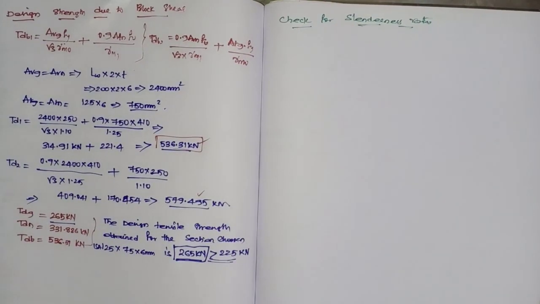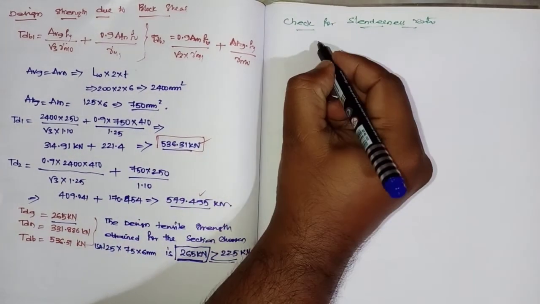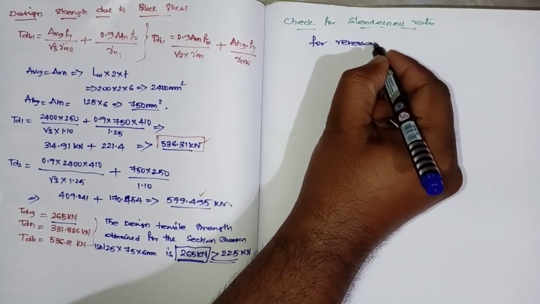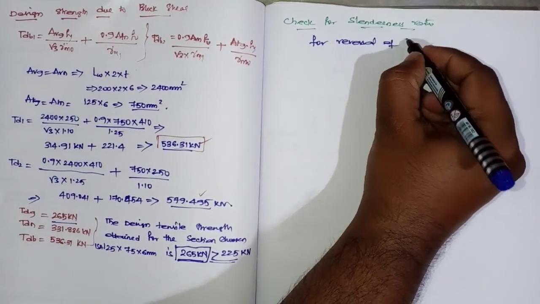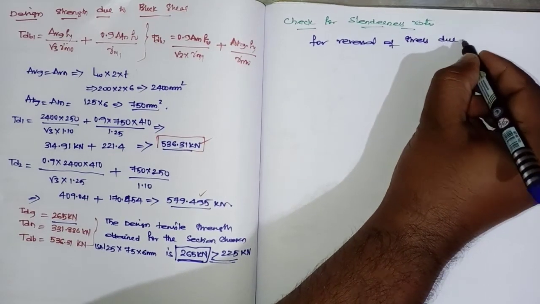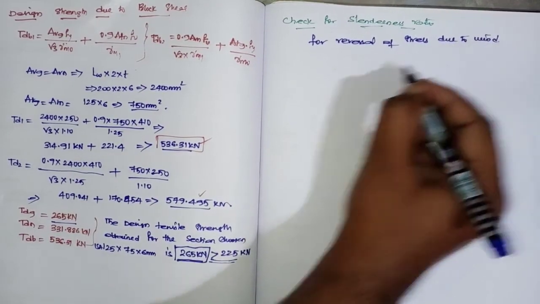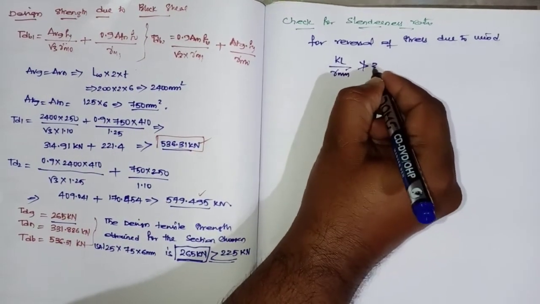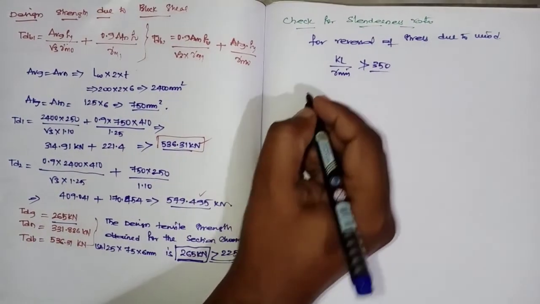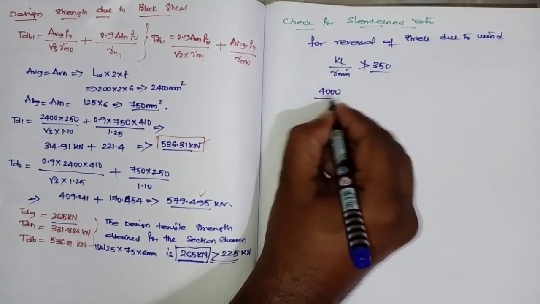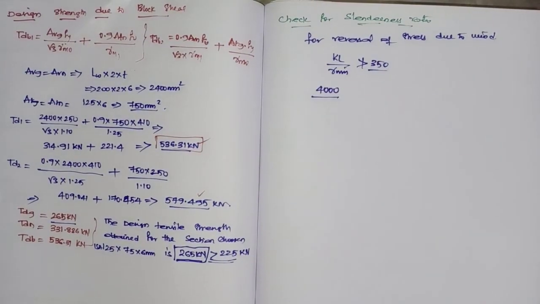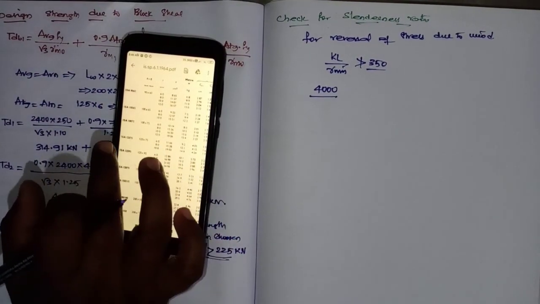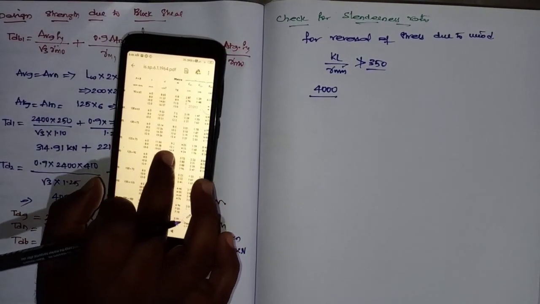Now for chances of reversal of stress due to wind, what is the maximum slenderness ratio? The slenderness ratio should not be greater than 350. This is the condition. Now what is the effective length given? 4000. And next for ISA 125 by 75 by 6 mm, right? We have chosen.